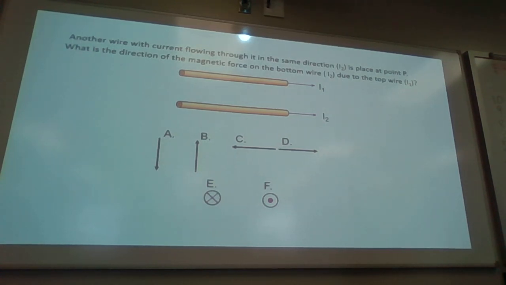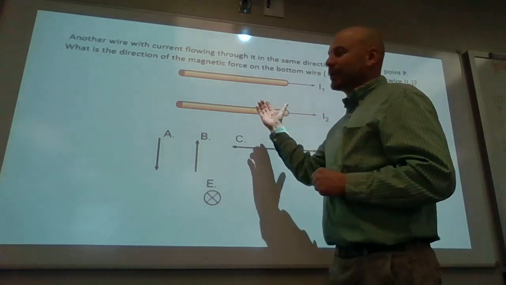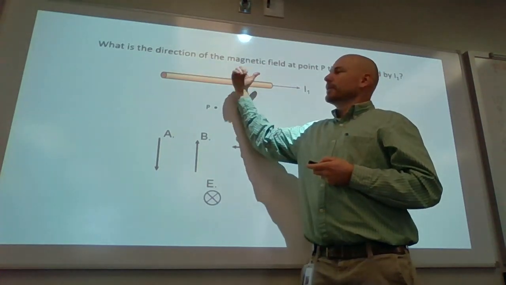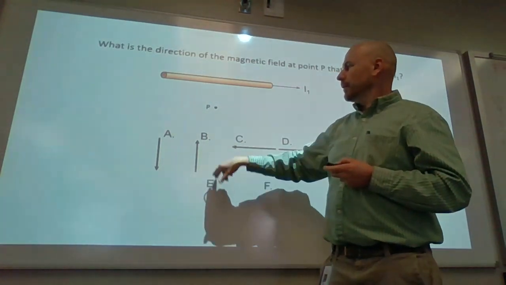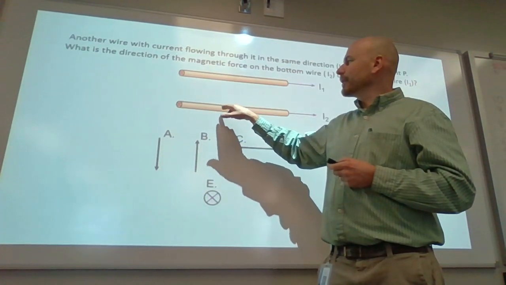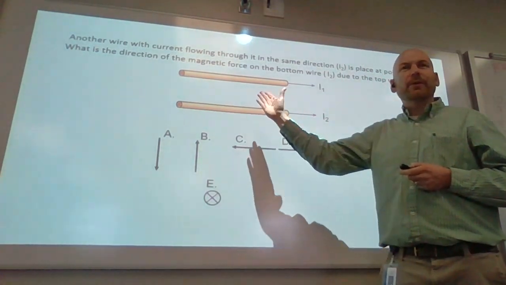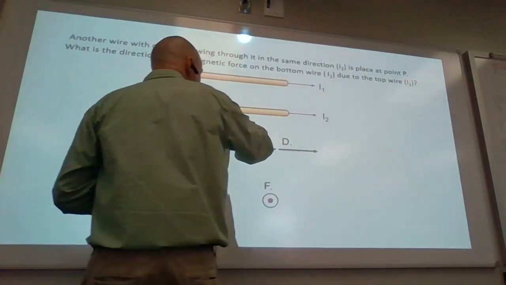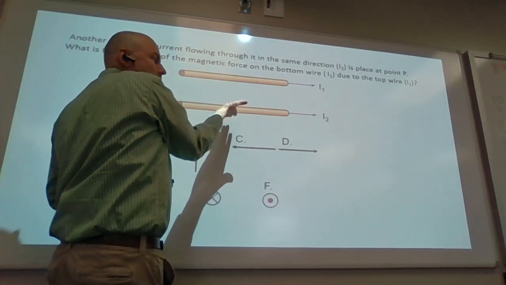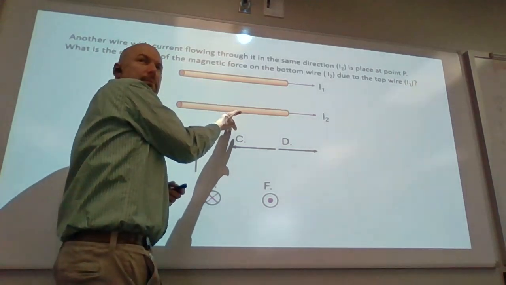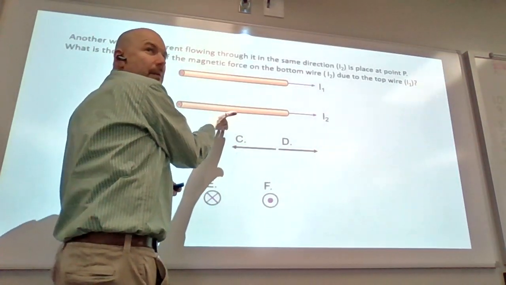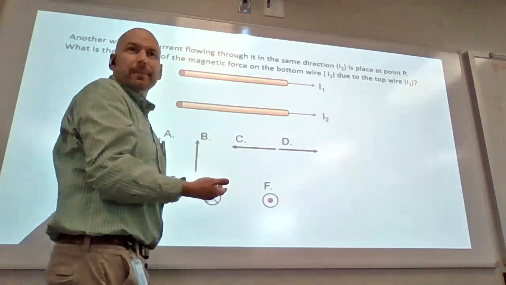Correct answer is B. Here's why. So here we had a magnetic field going into the board from this guy. So this is the external field that wire 2 finds itself in. So my fingers are going to go into the board. My thumb goes in the direction of current. And so the wire gets forced up.